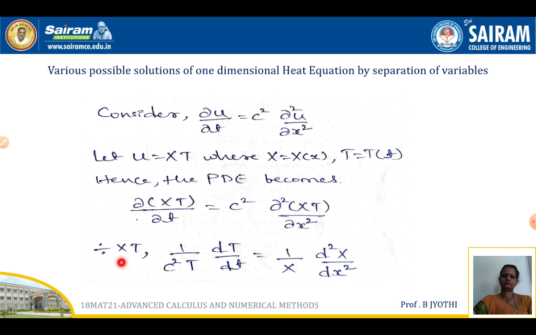So when we divide it by c square XT, we get c square T in the denominator, dT by dt. Whereas on the right hand side, c square and T are taken outside and then we get d square X by dx square. So T alone will be eliminated, and c square is already there, so that also gets eliminated. Only 1 upon X into this we are getting. And again, as usual, we will be equating them to a constant.